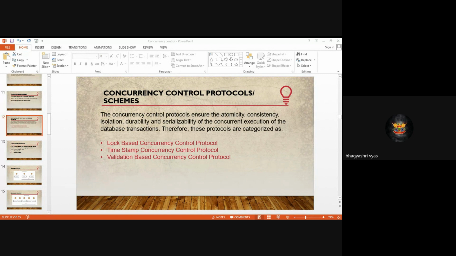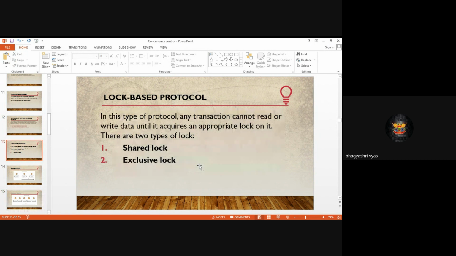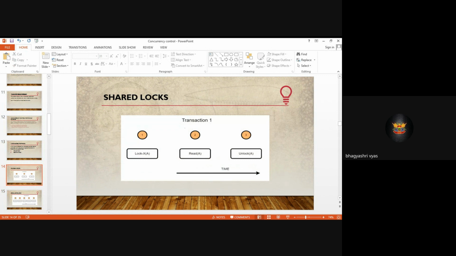In this type of protocol, any transaction cannot read and write until it acquires an appropriate lock on it. I'll scroll it. So there are two categories of the log based protocol.